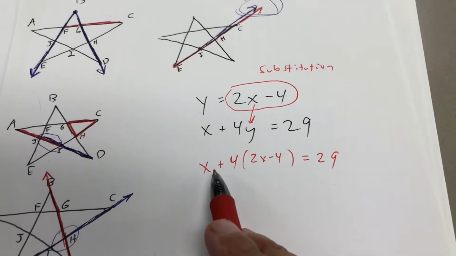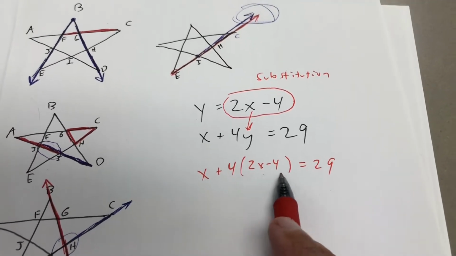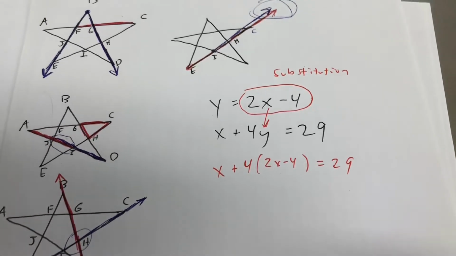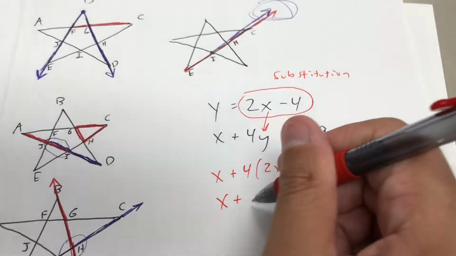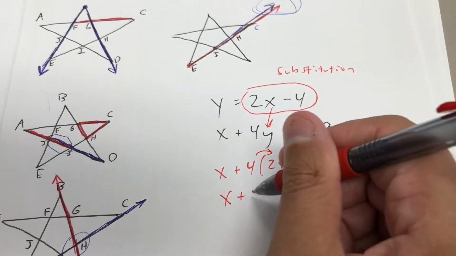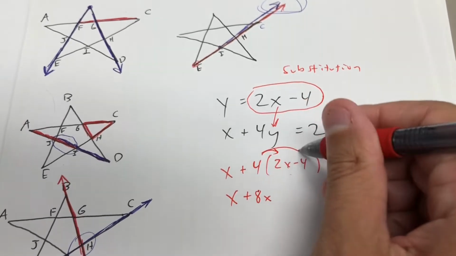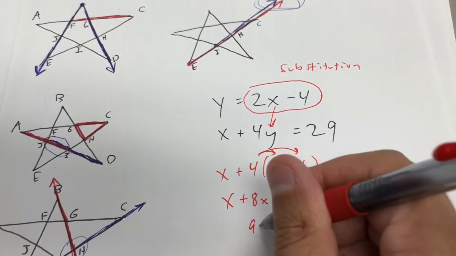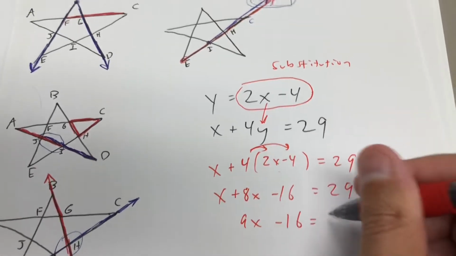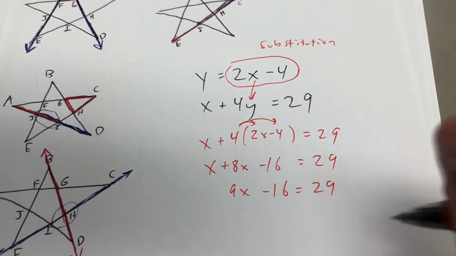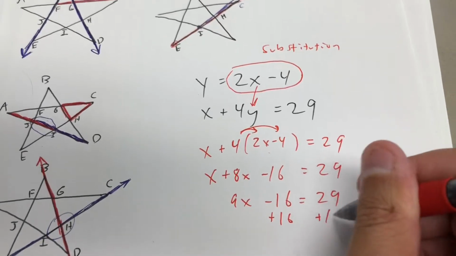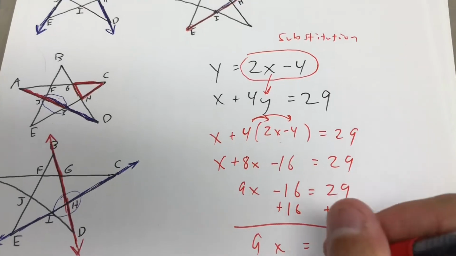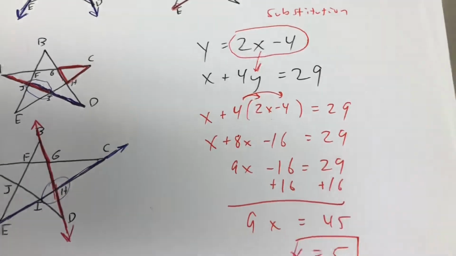So this is the same equation, x plus 4 times y, but y is the same thing as 2x minus 4 equals 29. And then we can solve. So we have x plus 8x, if we distribute, minus 16 is equal to 29. We can combine some like terms here, and we end up with something that looks like that. We can add 16 to both sides, and I believe that's 9x equals 45, which means that x is going to be equal to 5.